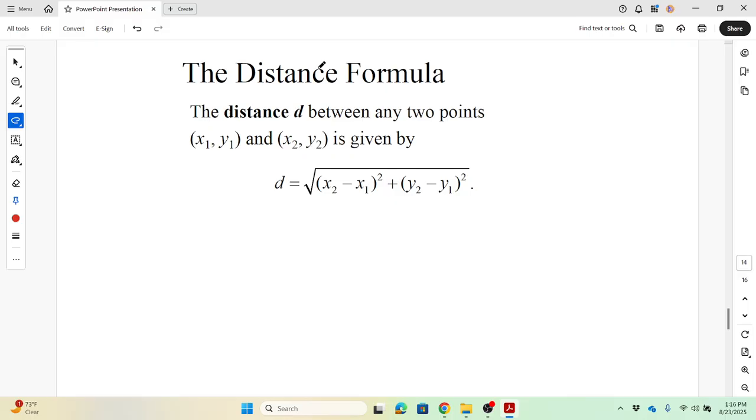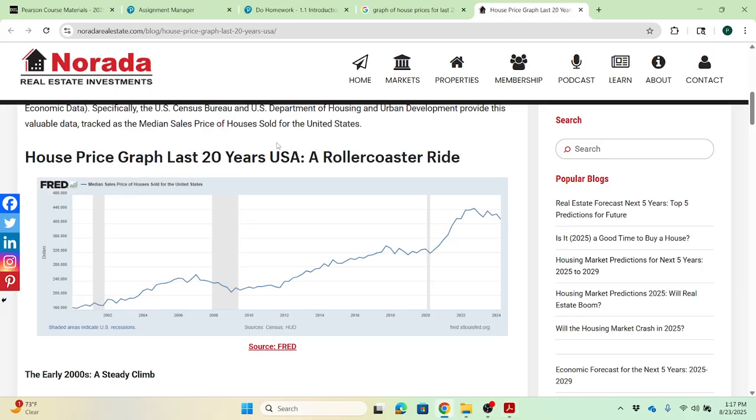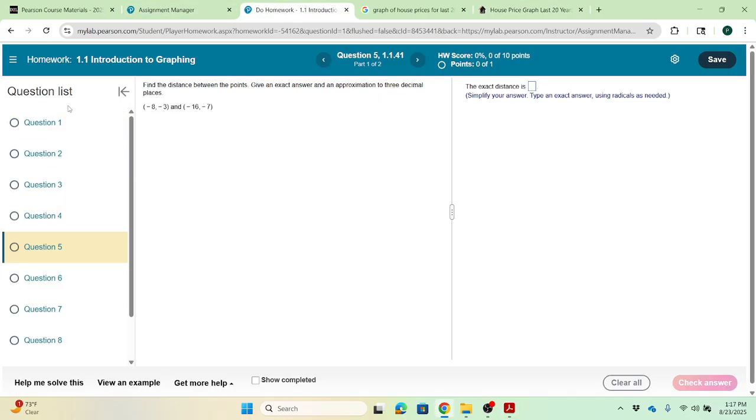Okay, the next topic is the distance formula. This formula can be used to find the distance between 2 points. So let's say you have a point A and then a point B. Let's say the coordinate of point A is x1 comma y1, and the coordinate of point B is x2 comma y2. How do you find the distance between these 2 points? By using this formula.